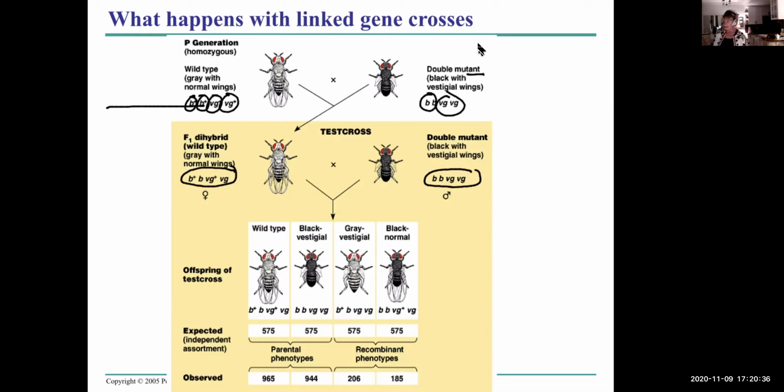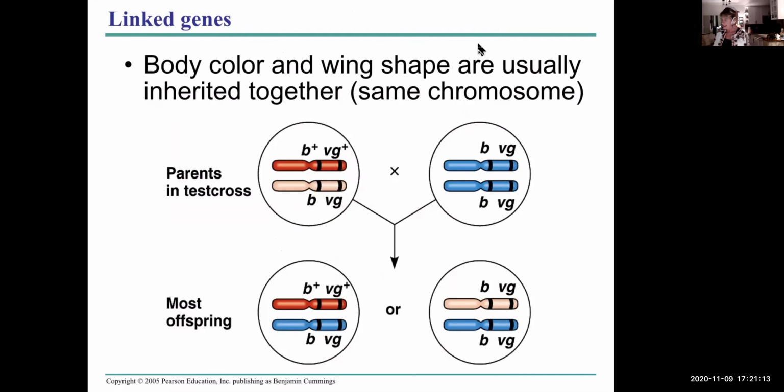In this case, you didn't get what you expected. You got the wild type, so the parent. Well, you'd expect that with linked genes. You'd expect those both to be inherited together. And black vestigial, you would expect those to be together. But interestingly, you get these combos, gray vestigial and black normal, even though those are linked. Why is that? How could that be? Body color and wing shape are usually inherited together.